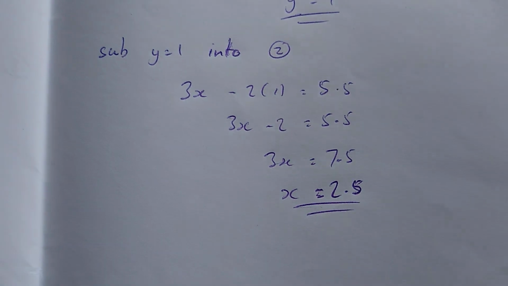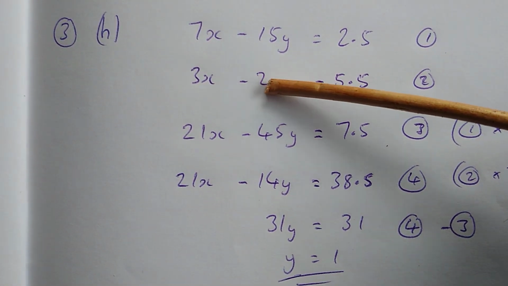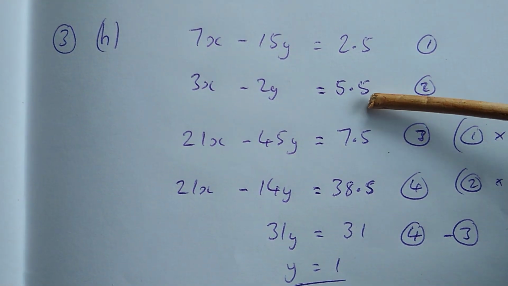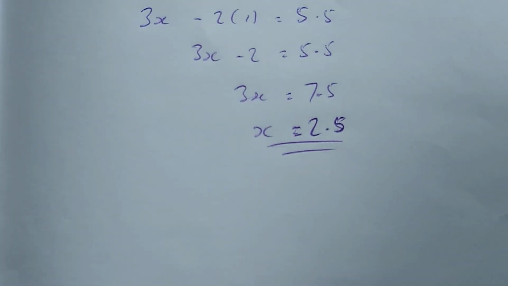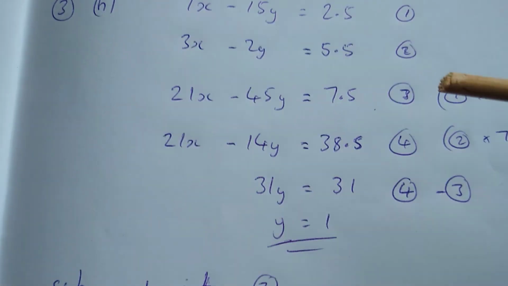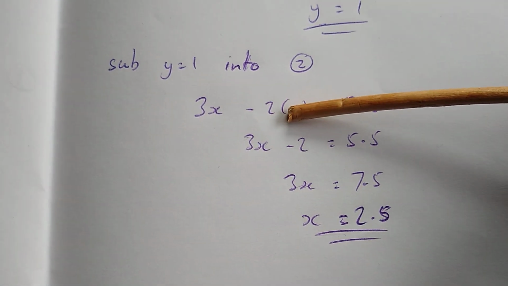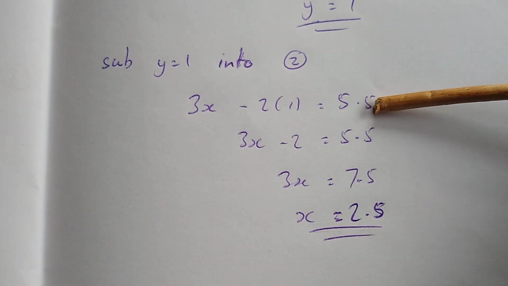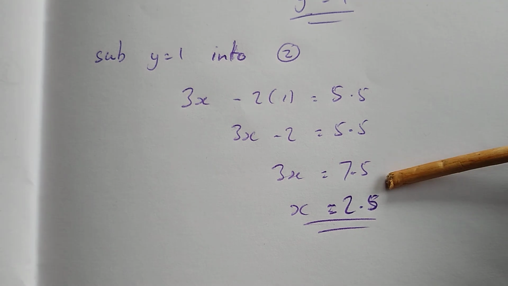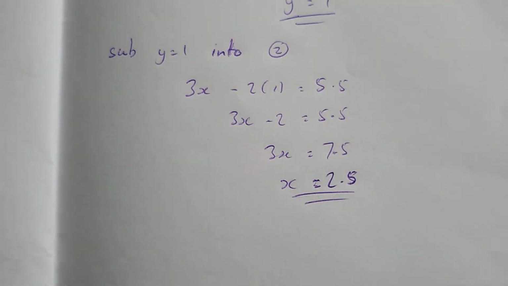And then substitute back into, I've actually gone for equation 2 just because the numbers are a little bit smaller. I'm thinking it's going to be less working if I do it that way. I could just as easily have put it into equation number 1, I should still get exactly the same answer. So 3x minus 2y becomes 3x minus 2 equals 5.5. Add 2 to both sides, divide by 3, get an answer of x equals 2.5.